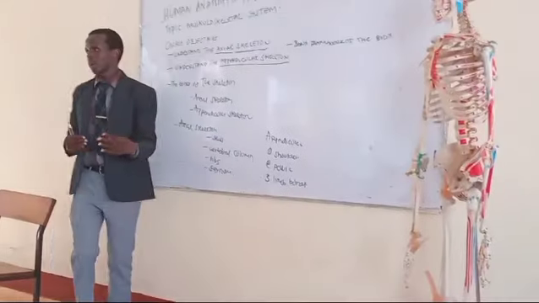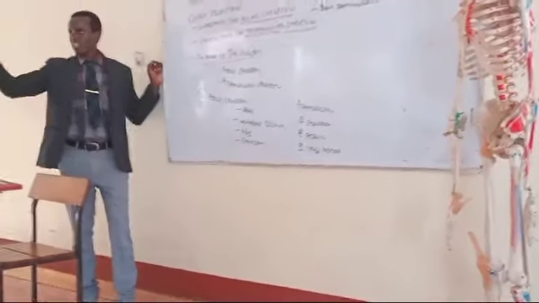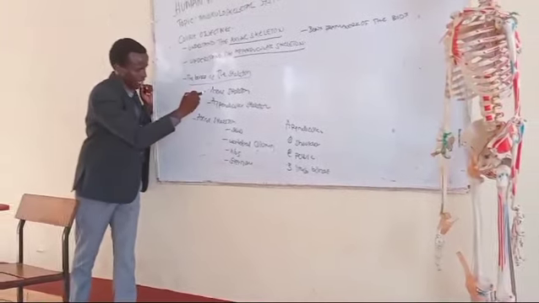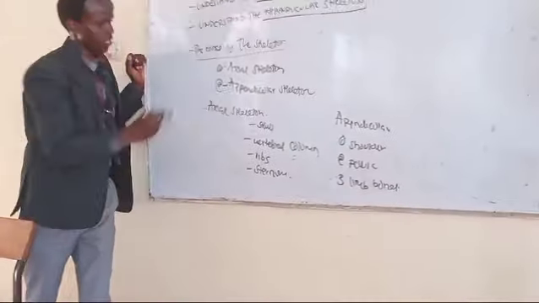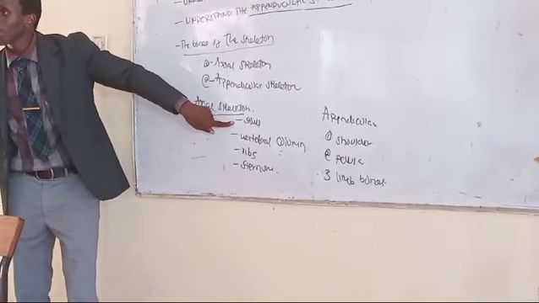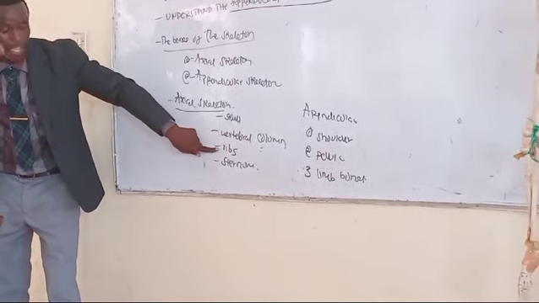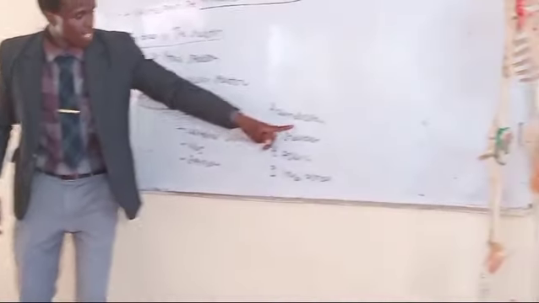Let me do a recap, so that you can really understand. We have seen that the bones of the skeleton are divided into how many? The first one is the axial skeleton, the second one is the appendicular skeleton. Now we have seen that the axial skeleton consists of the skull, vertebral column, ribs and sternum. Now the appendicular skeleton consists of the shoulder, pelvic girdle and limb bones.